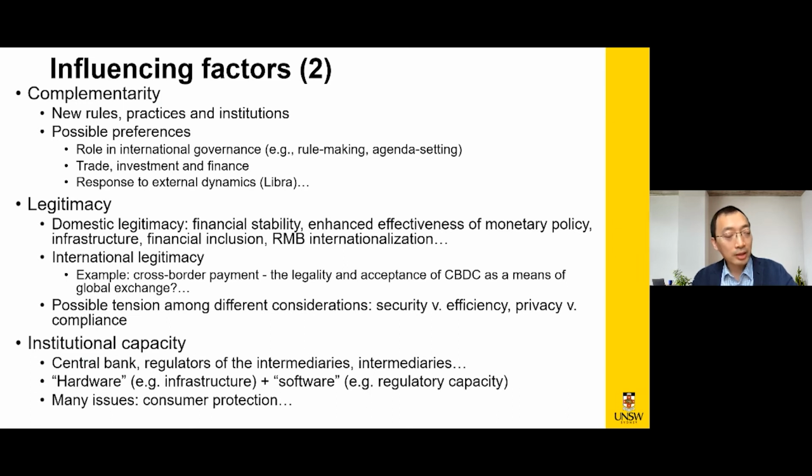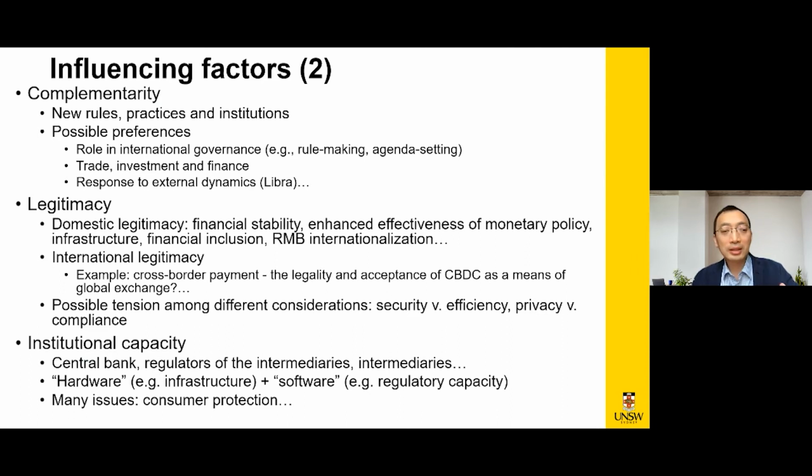For international legitimacy, that also involves the issue that if the CBDC is used internationally, it'd be crucial to secure legality and acceptance as a global means of exchange. So that depends on how other countries and users accept this CBDC. That involves a lot of efforts to enhance transparency, ensure confidence in the data, and also privacy protection, consumer protection, and so on and so forth.